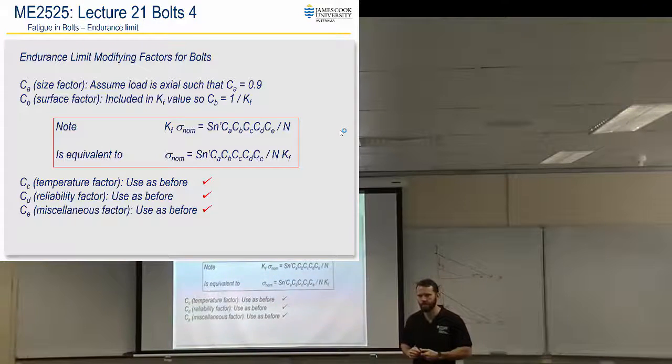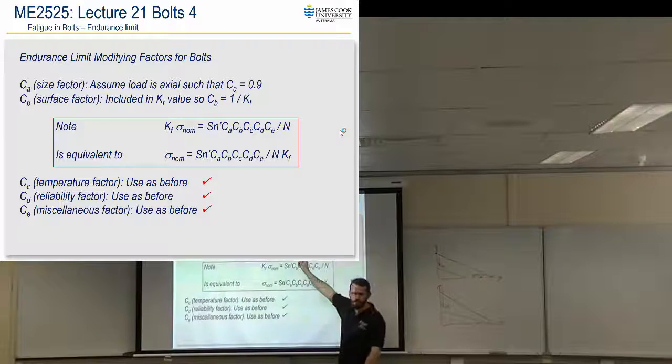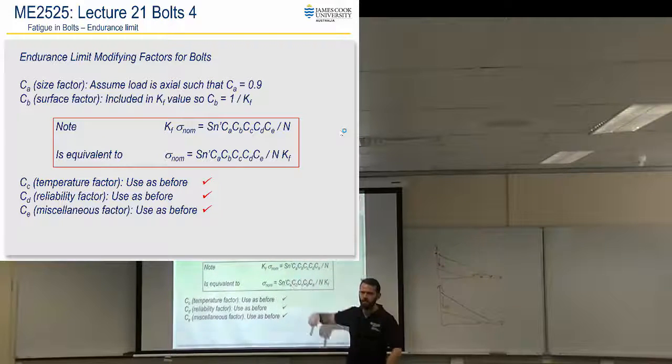Okay, does that confuse the hell out of everyone, or are we on board with that? Feel free to use it like a black box. And if you want to understand it more, come and discuss it with me. Okay? So all we do with bolts is we just calculate our KF and we throw it in this parameter here. We carry on our merry way, and that takes care of your stress concentration. That's as much as you need to know to get good marks in this subject.